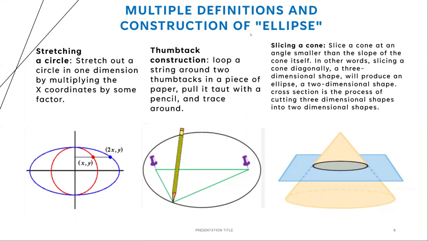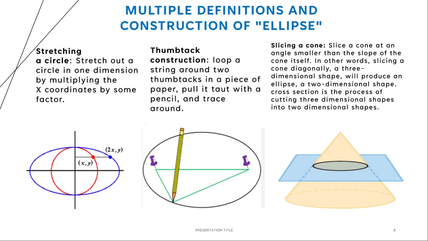Now, let's focus on multiple definitions and construction of ellipses. Stretching a circle: stretch out a circle in one dimension by multiplying the x coordinates by some factor, let's say 2x or 3x. If you use a thumbtack construction, all you have to do is loop a string around 2 thumbtacks and a piece of paper. You pull it taut with a pencil and trace around.